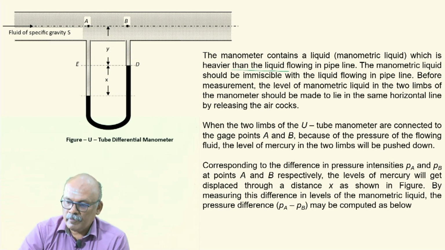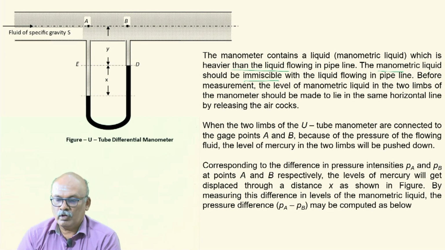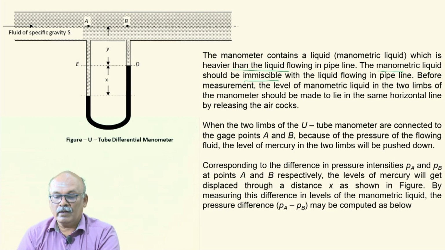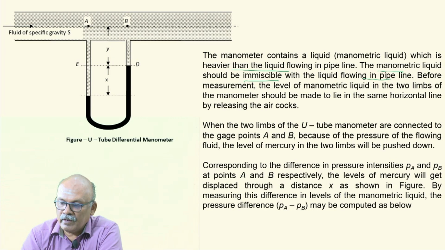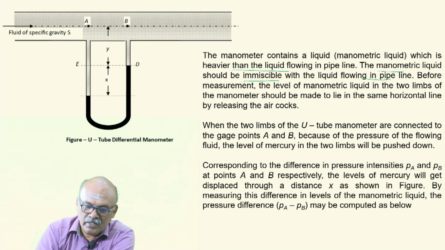And also the manometric liquids should be immiscible, whether it is an inverted or U-tube differential manometer. The manometric liquid should be immiscible with the liquid flowing in the pipeline. They should not mix with each other. Before measurement, the level of manometric liquid in the two limbs of the manometer should be made to lie in the same horizontal plane. So initially, the level of mercury will be, say, here.